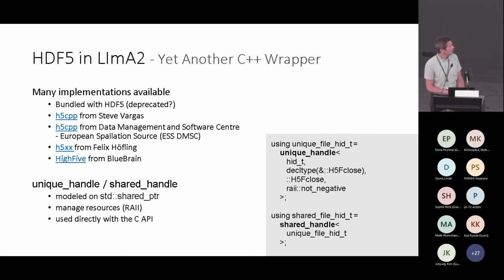So I give an example of the usage of unique handle here. You have the base type, which is hid_t, and for a file handler, you pass the close function that needs to be called whenever the resource is not used anymore, and you have a predicate that tells if the handle is valid or not. In which case, here, if the handle is negative, we know that the handle is not valid, and we don't need to call the close function.